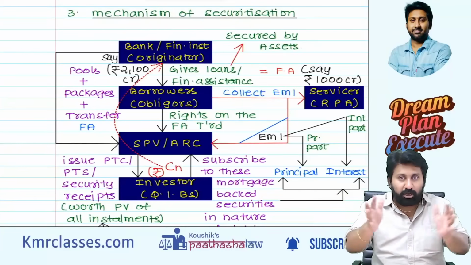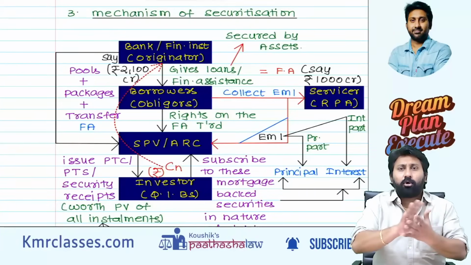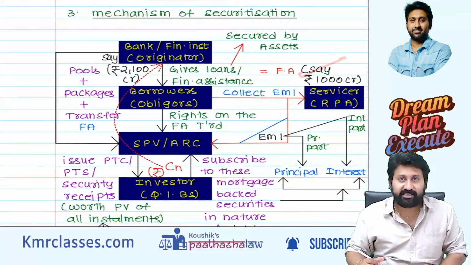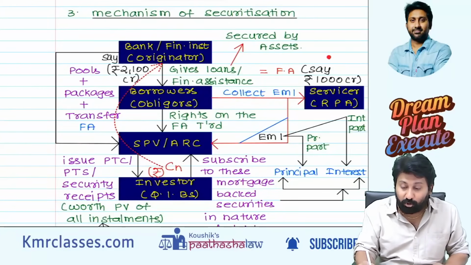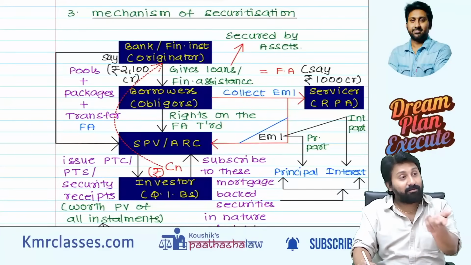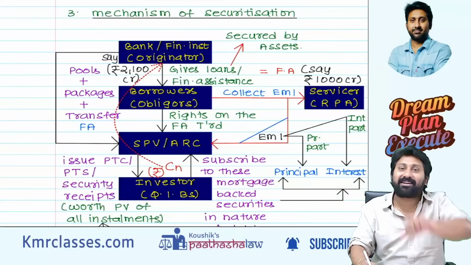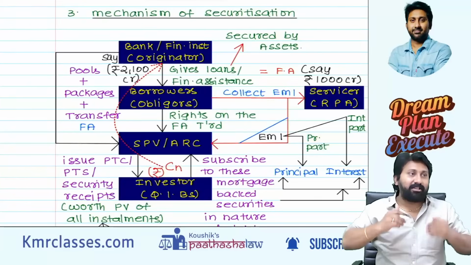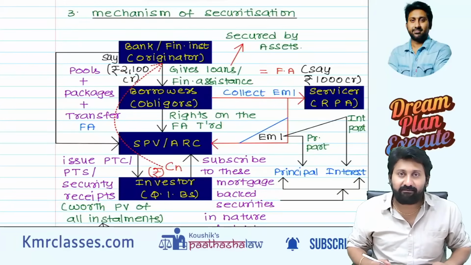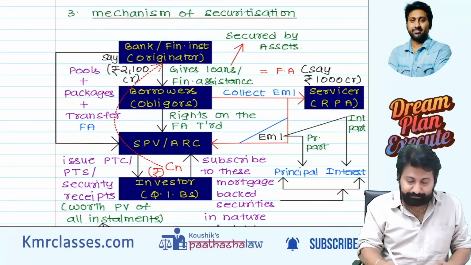They will pool and package all kinds of loans into one set and they will sell. Say 1,000 crores worth of financial assets they sold. Okay, 1,000 crores is the principal amount. On this principal, they will collect almost another 2,000 crores of interest. For all those, they will calculate the present value. Say it came to 2,100 crore. See here.